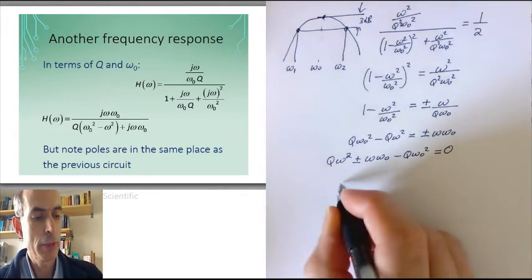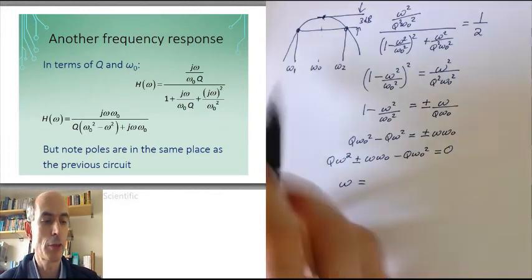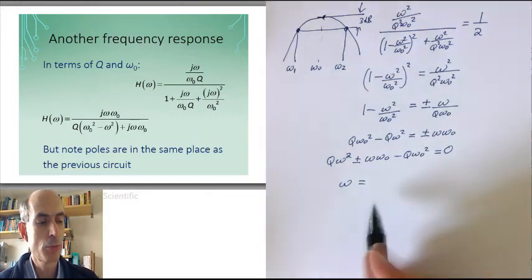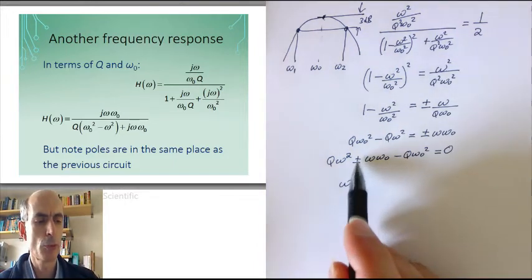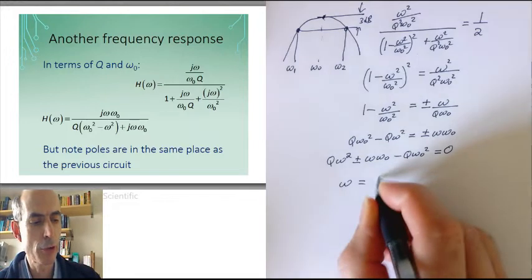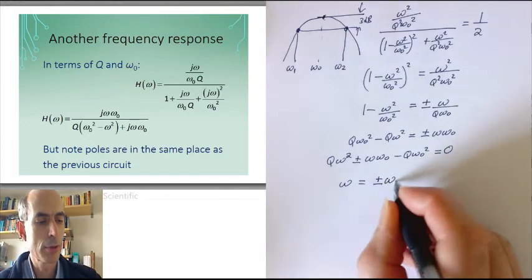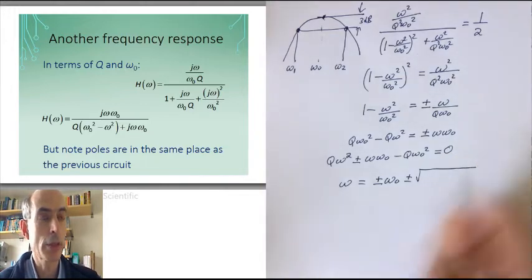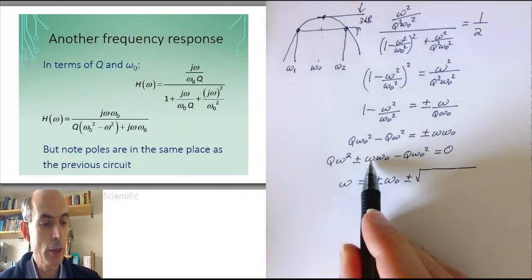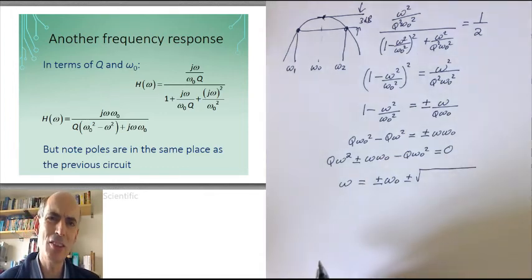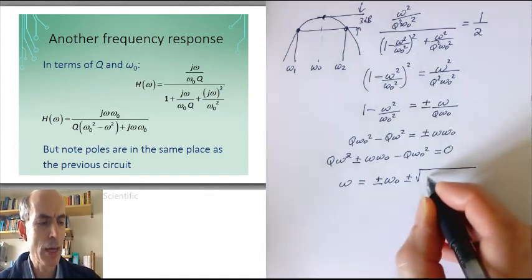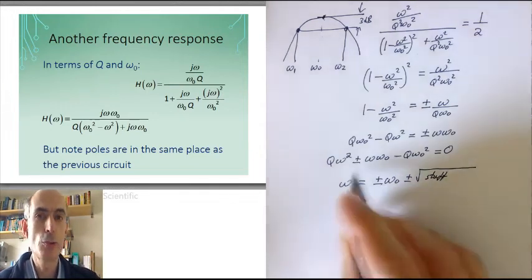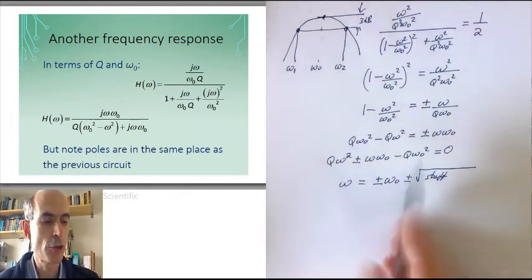It would give me that omega, which is going to be one of my two 3 dB points, omega 1 or omega 2, is equal to minus b. Well, we don't know whether b is plus or minus yet, so we'll leave those in. Plus or minus the square root of b squared. Well, b squared is going to be... Actually, it doesn't matter. I could just leave this term as stuff, all over 2a. 2a is 2Q.